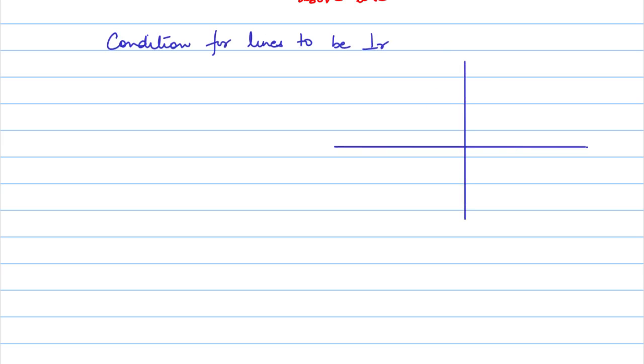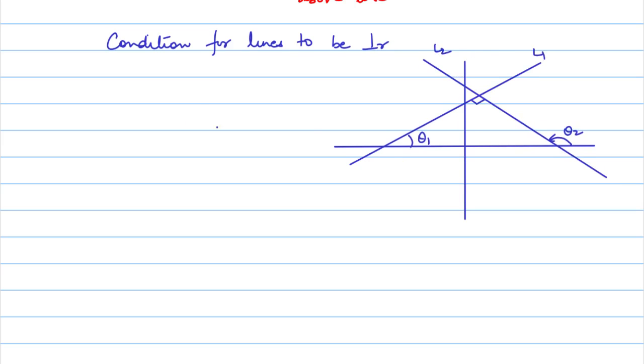The second thing that we have to study is the condition for lines to be perpendicular. That is, suppose we have two lines and they are intersecting at an angle of 90 degrees. The angle between them is 90 degrees. Let's say this is the inclination of the first line, this is the inclination of the second line. This is L2, this is L1.